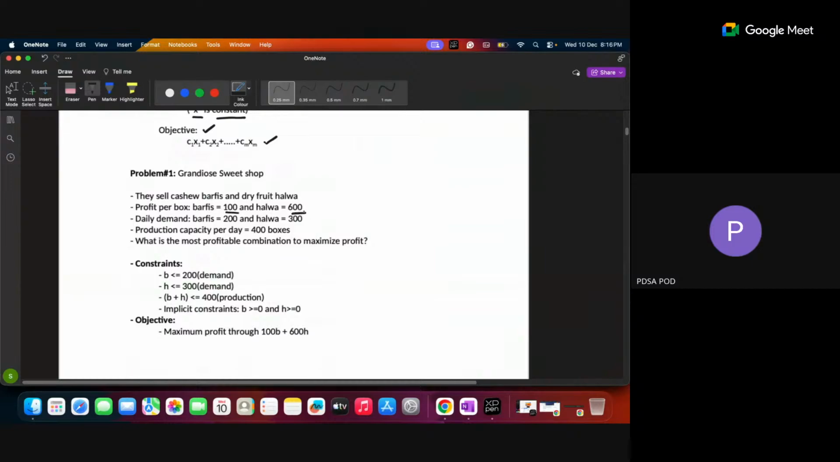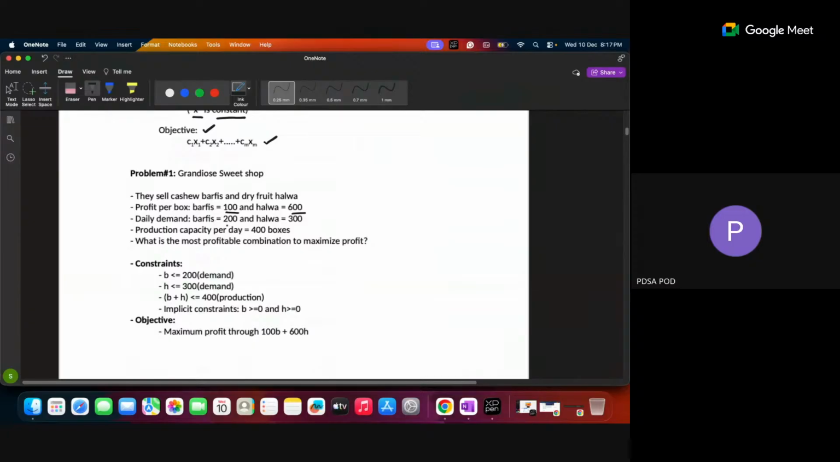Halwa is 600. Similar lines, there is a maximum demand. It does not mean that we get 600 rupees for every halwa box, or that I try to produce as many halwa boxes as possible by ignoring the burfis. Every product has a demand, and more than that we cannot produce. If you produce more, it becomes a loss because it is going to be stored, and we cannot store it. That is the sense of it.